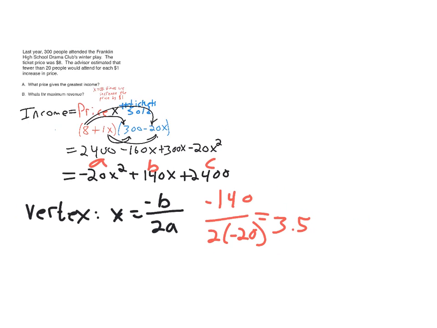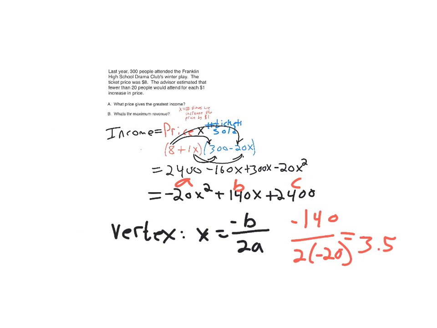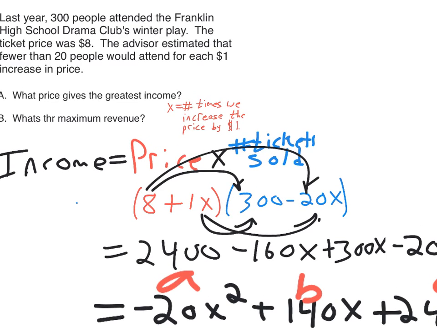So we've got the answer to part A. What price gives the greatest income? Remember, this represented our price. We just found out that x is 3.5, so 8 plus 1 times 3.5 is 11.5. That's the price we should be selling these tickets at.